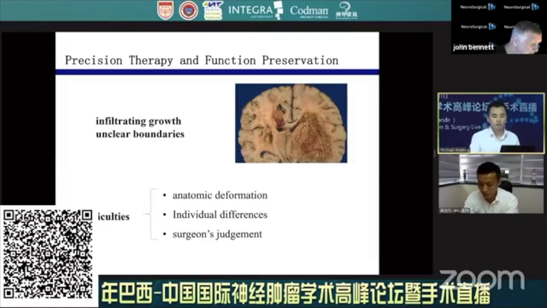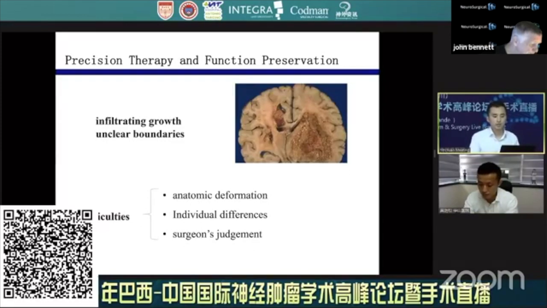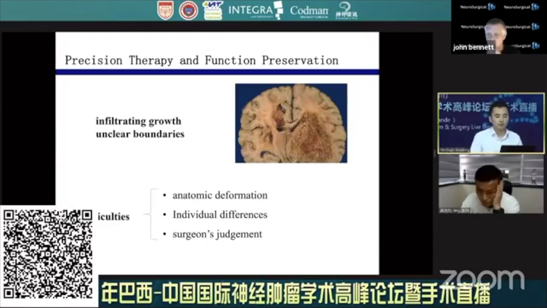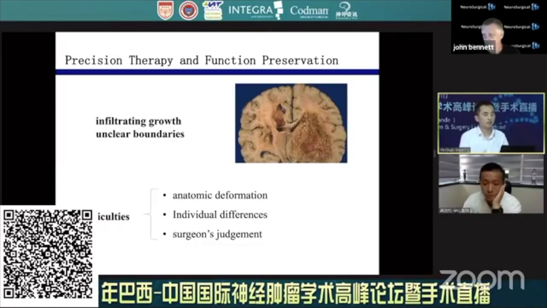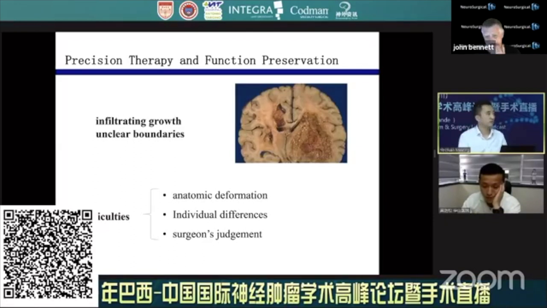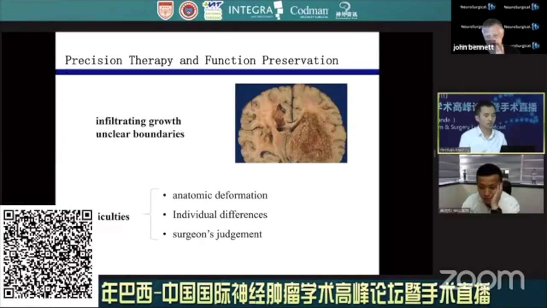At that time, the brain function protection, such as the motor and language function, is vitally important in the operation. However, there are many factors which can bring difficulties to the function preservation, such as the anatomical deformation caused by the tumor, the individual differences in different patients, and the surgeon's judgment in the operation.